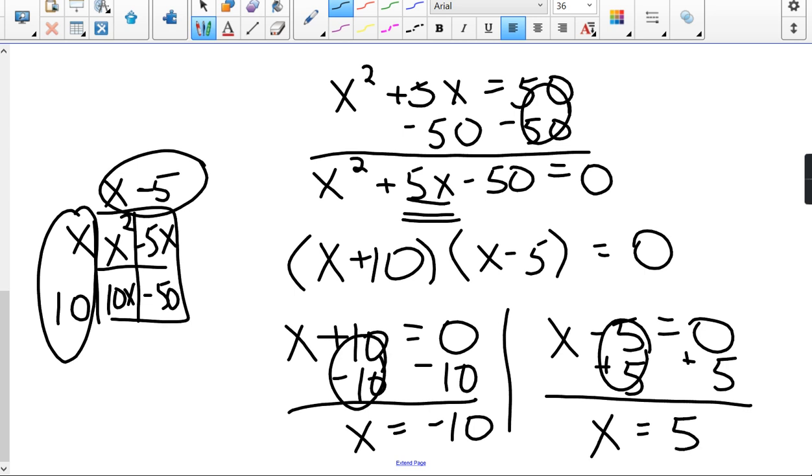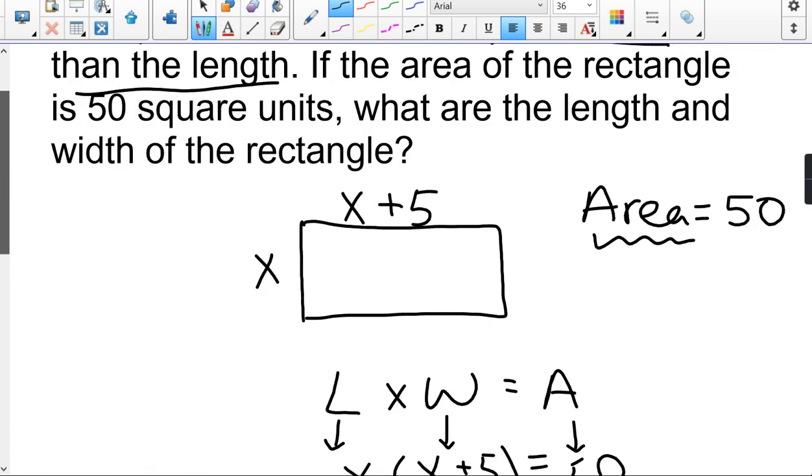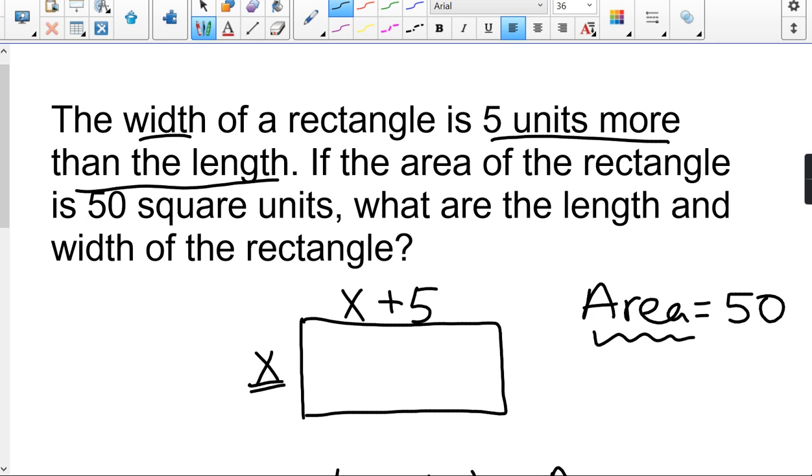And we discussed in class that we would choose to use this positive value, x equals 5, because we're discussing the dimensions of an actual item. It can't possibly be negative 10 units. It's just going to be that positive answer, which is 5. So going back to our picture of our rectangle, we got x is 5, so the length is 5, and the width is going to be x plus 5. If x is 5, that's 5 plus 5, so our width is 10.